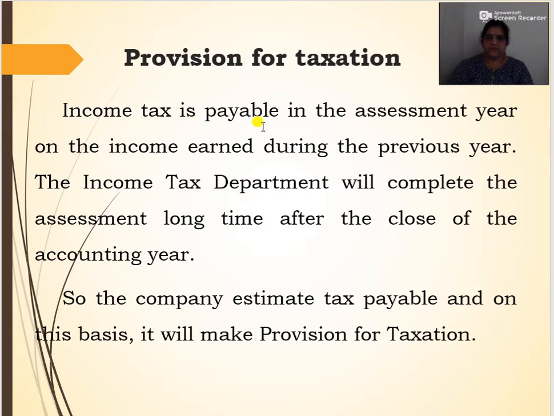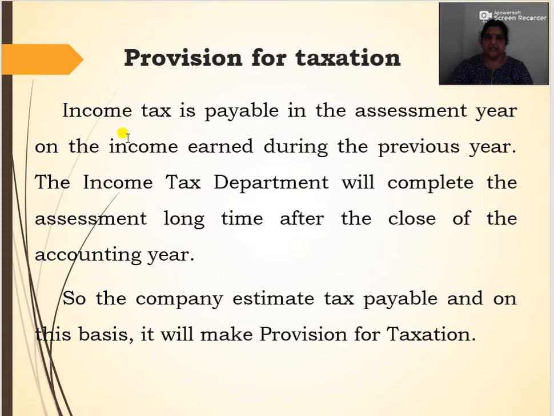Okay. Now next is the third one, that is provision for taxation. Income tax is payable in the assessment year on the income earned during the previous year. The income tax department will complete the assessment long time after the close of the accounting year. So the company estimates tax payable, and on this basis it will make a provision for taxation.